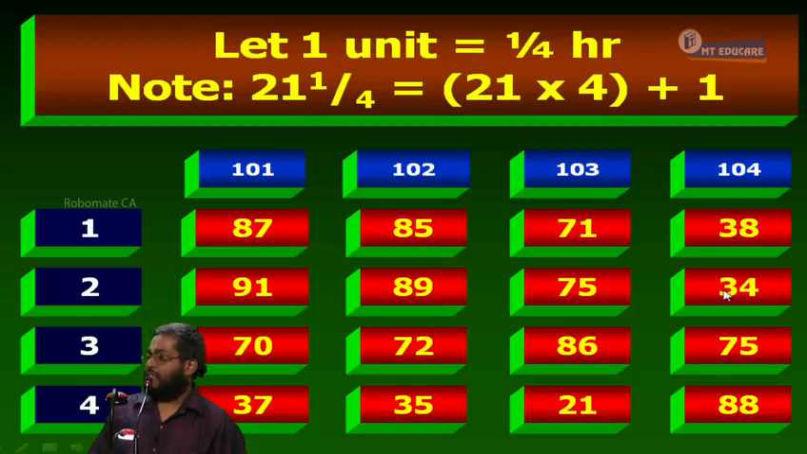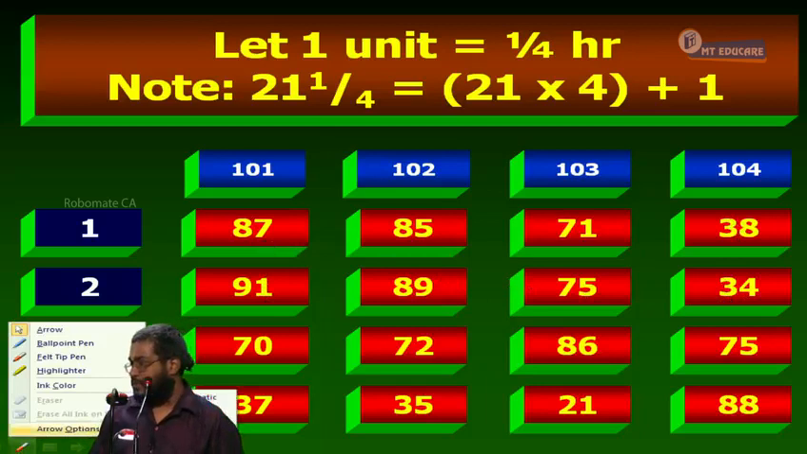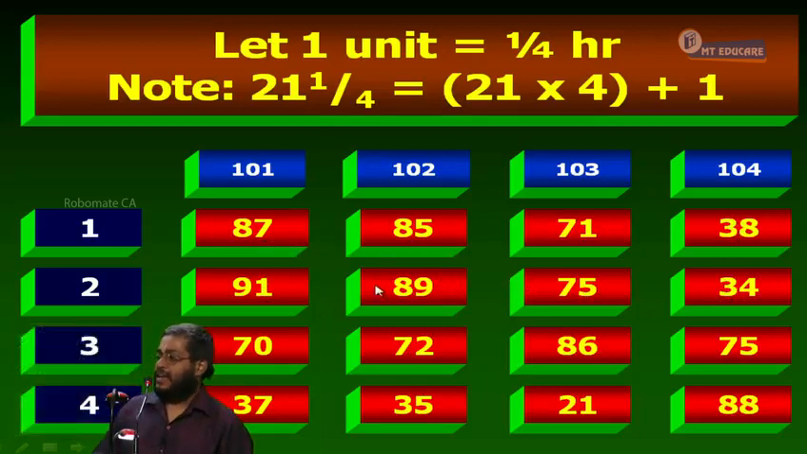Second row, what is the lowest number? 34. 91 minus 34, 57. 89 minus 34, 55. 75 minus 34, 41. 34 minus 34, 0. Third row, the least number is 70. 70 minus 70, 0. 72 minus 70, 2. 86 minus 70, 16. 75 minus 70, 5.